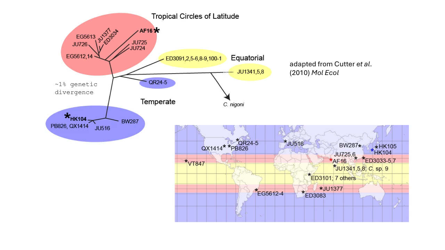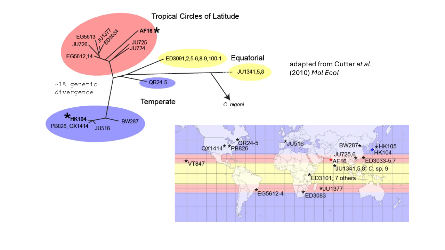The key is that there's so much genetic divergence between the blue and the red shaded populations, the temperate and the tropical circles of latitude populations, that there are lots of genetic incompatibilities that are starting to develop between those blue and those red clades. And that gives us the opportunity to look for differences that might cause things like hybrid incompatibilities. Therefore, looking at the genetics of speciation.